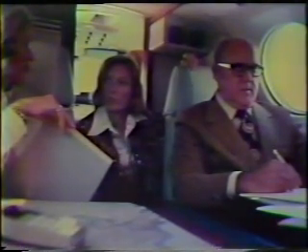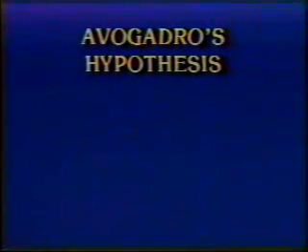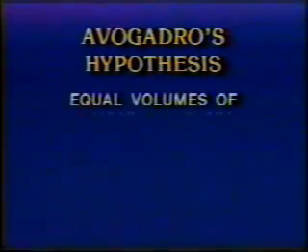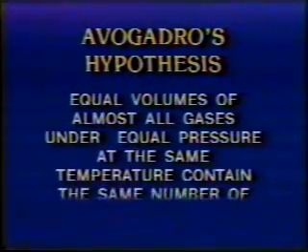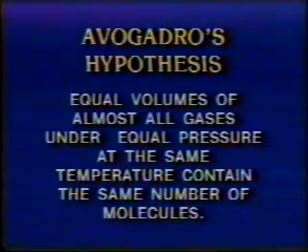Above 10,000 feet altitude, the atmosphere must be supplemented with an oxygen system or cabin pressurization system to increase the total pressure and with it the partial pressure of oxygen. Early in the 19th century, the Italian physicist Amedeo Avogadro noted that equal volumes of almost all gases under equal pressure at the same temperature contain the same number of molecules.